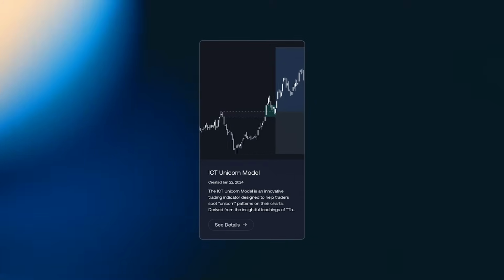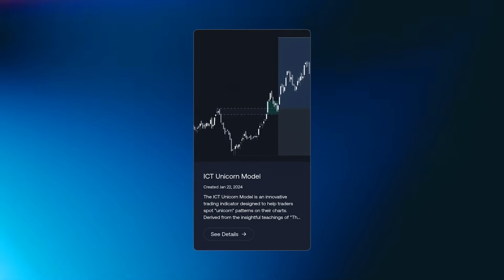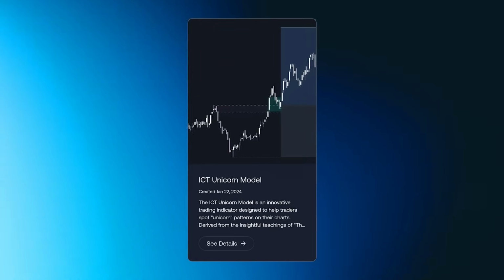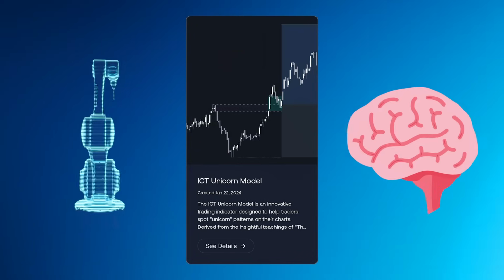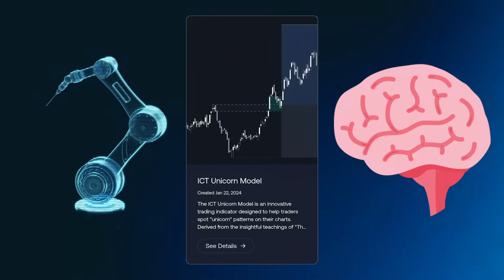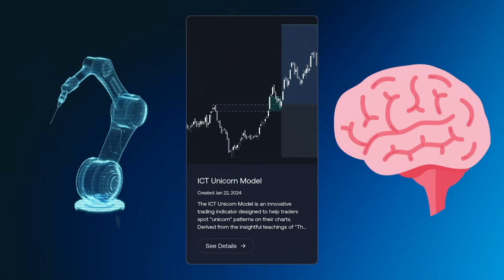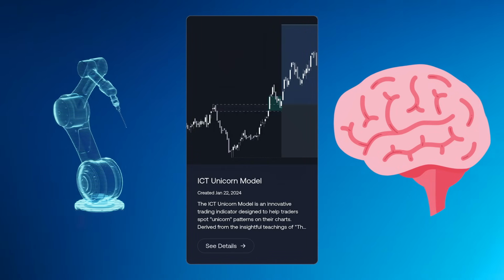As powerful as this indicator is, it's important to remember that no tool should be followed blindly. The real edge comes when you combine automated detection with your own analysis and market intuition. So let's walk through a few examples of how you can integrate it into your own trading workflow.